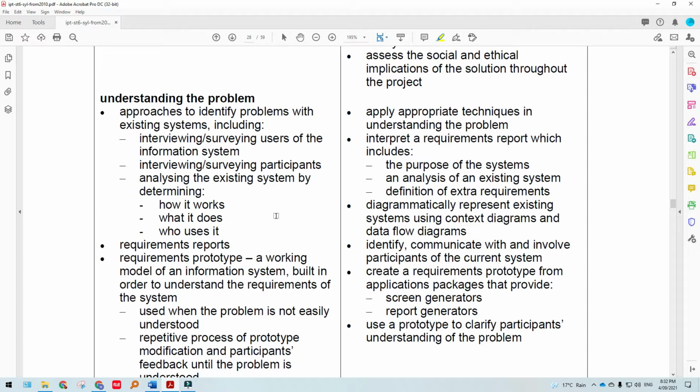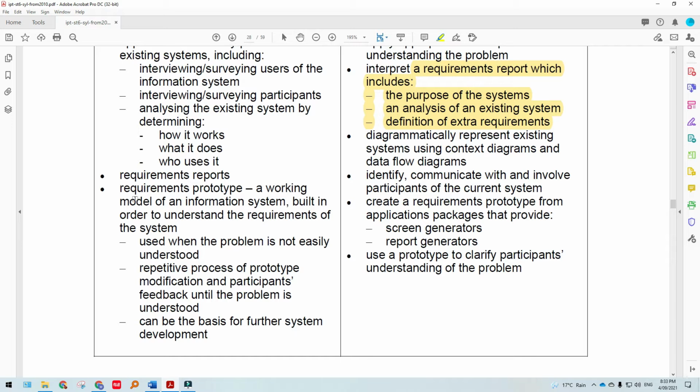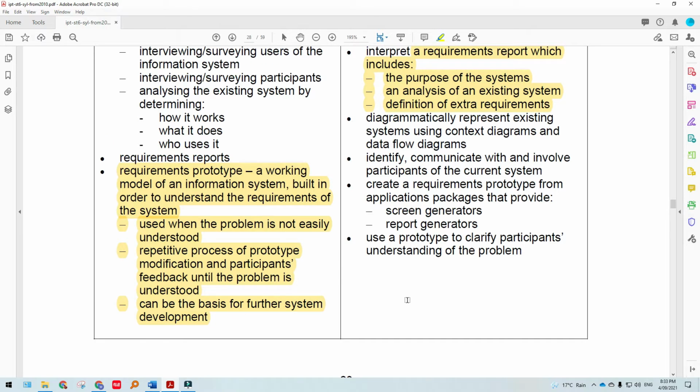Now, here are something very important. A requirements report includes these things. And a requirements prototype is a working model of an information system built in order to understand the requirements of the system. And here are the three characteristics of a requirements prototype.